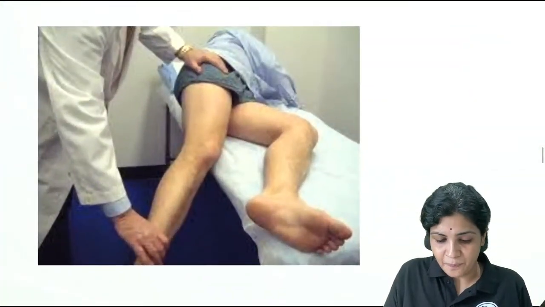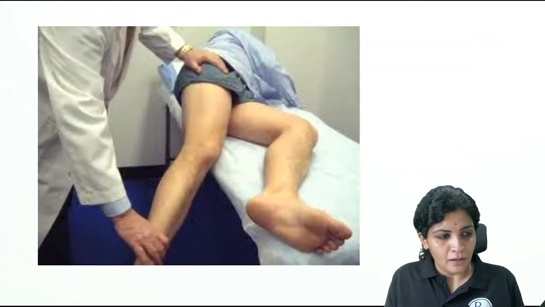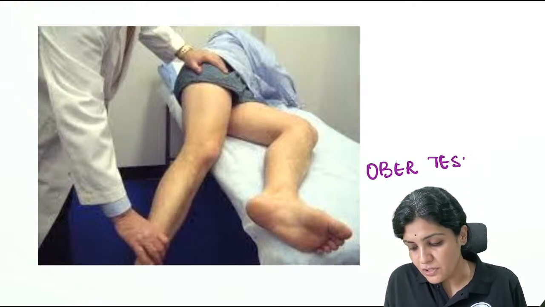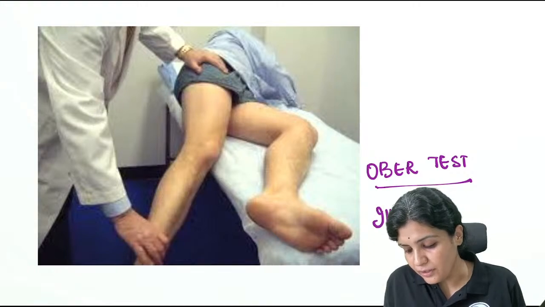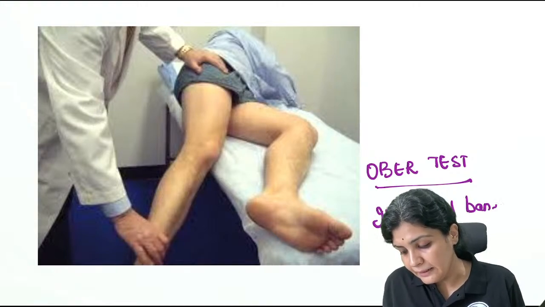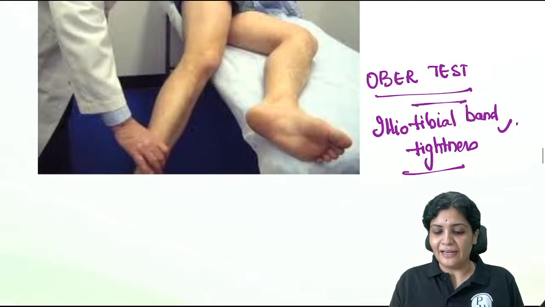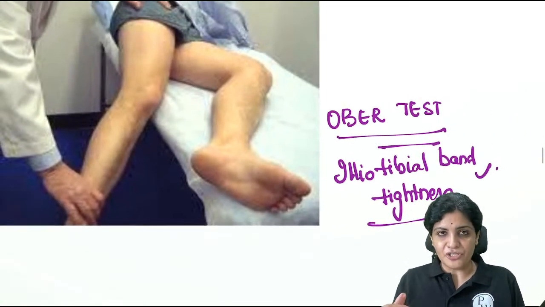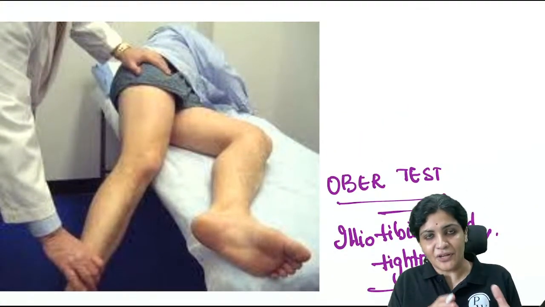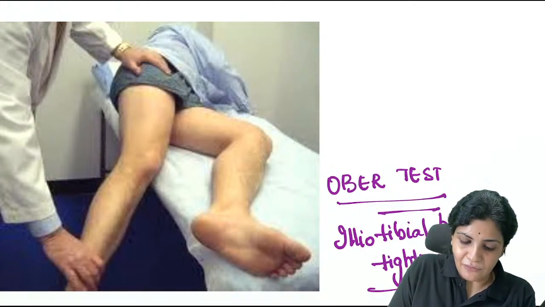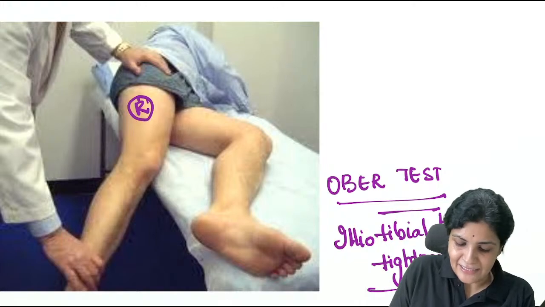So what is this? This is your Ober test. So what is your Ober test? This is checking for your iliotibial band thickness. So sometimes the iliotibial band gets involved in some pathology and it will become so tight. So you have to check for that. So this is your Ober's test where the patient is allowed to sleep, if you're checking for this, for example, let's assume this is the right side and this is the left side.